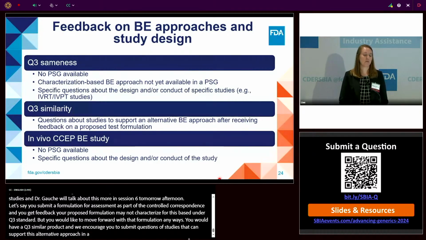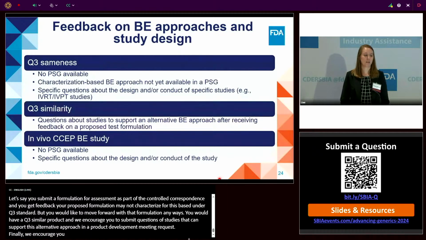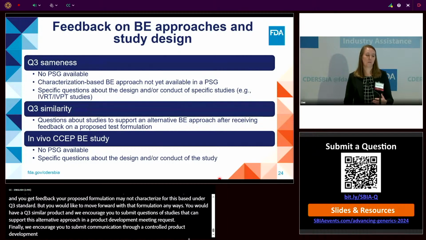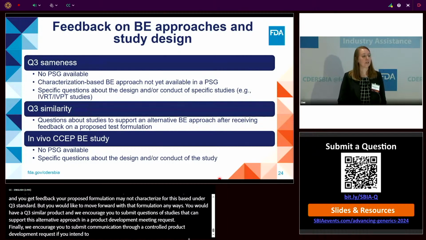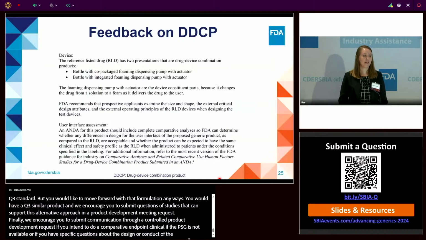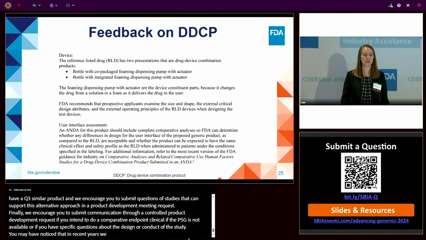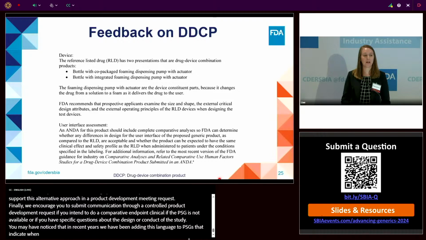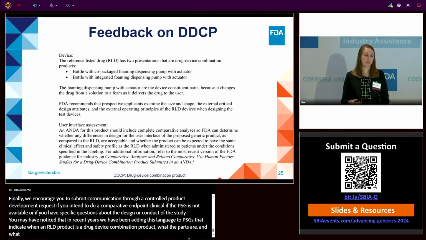Finally, we encourage you to submit communication through a controlled correspondence or a product development meeting request if you intend to do a comparative clinical endpoint study, if the PSG is not available, or if you have specific questions about the design or conduct of the study. And finally, you may have noticed that in recent years, we've been adding language to PSGs that indicates when an RLD product is a drug device combination product, what the device constituent parts are, and what information should be submitted in your ANDA for assessment.